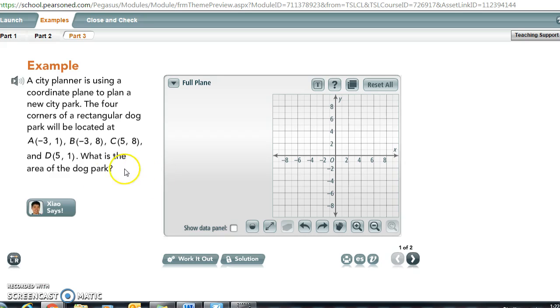So when you look at this, they're going to want you to go through and plot each point. So go ahead and pause the video and plot each point for me, A, B, C, and D. So I learned for this one, the points are all going to be where they're located on this coordinate plane. So they want to know, what is the area of the dog park?